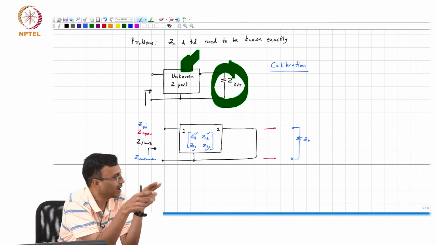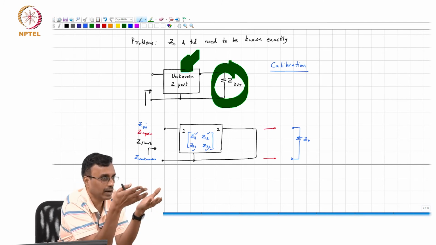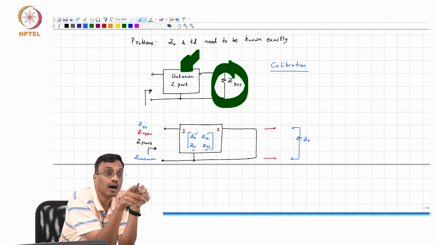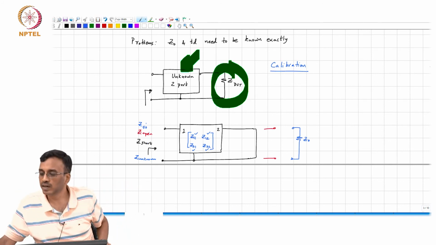I understand we need to do it, but in your electronics lab, when you were measuring a resistance, did you do all this? So how do we reconcile that?